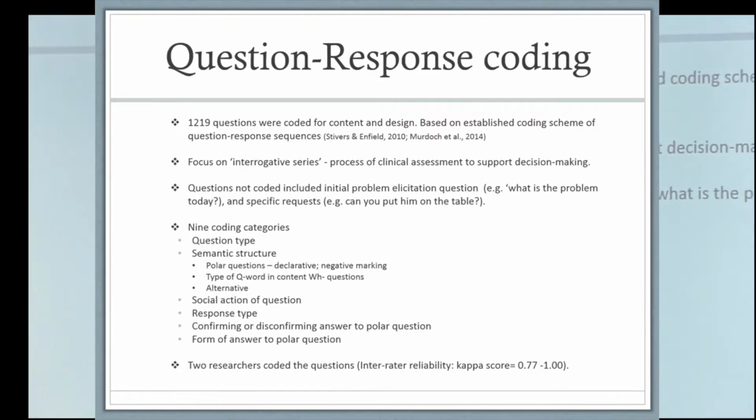So now I'm going to play you 3. Oh no, I'm not yet. Just show you the question response coding.